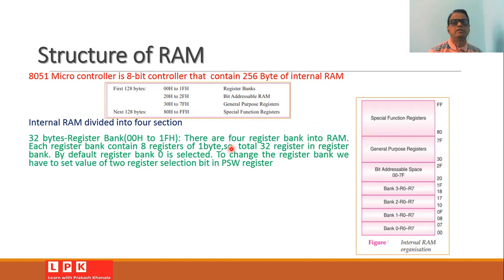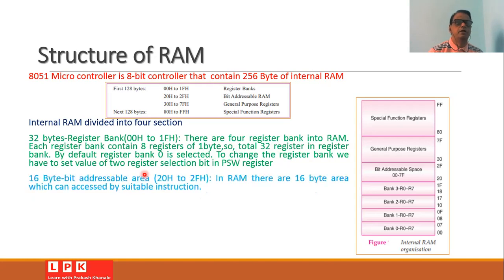The first section consists of the 32-byte register bank from 00 to 1F. So there are 4 register banks in RAM. Each register bank contains 8 registers of 1 byte, so there are a total of 32 registers in the register banks. By default, register bank 0 is selected. If you want to change the register bank, you have to set the value of the 2 register selection bits in the program status word, or PSW, register.